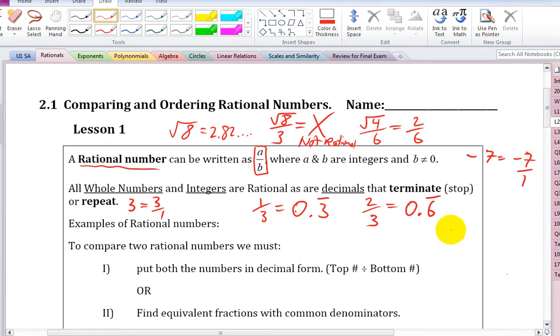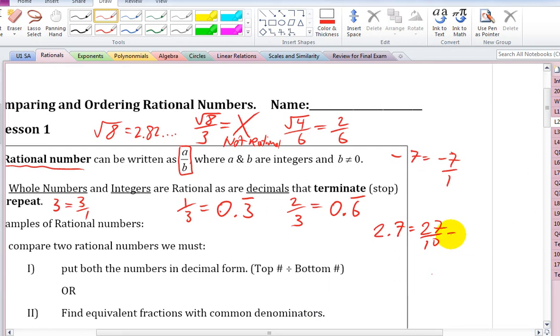What about 2.7 as a fraction? 27 over 10, or 2 is your whole number and 7 over 10 is your fraction. It's all about place value. We'll talk more about that coming up.